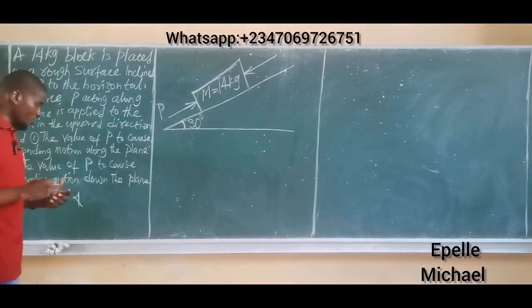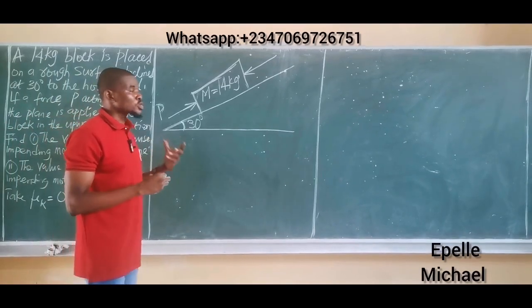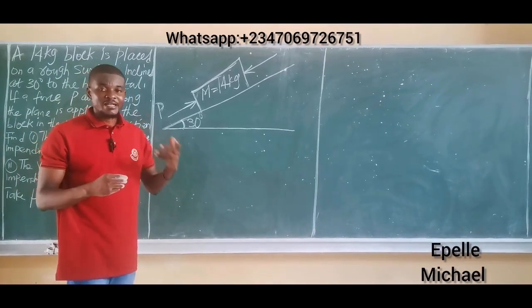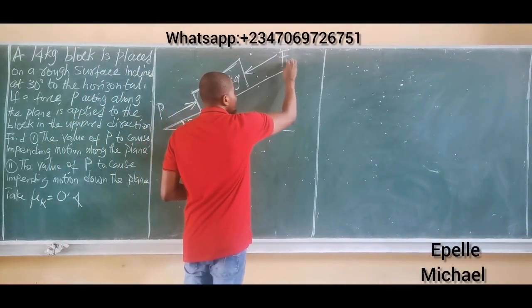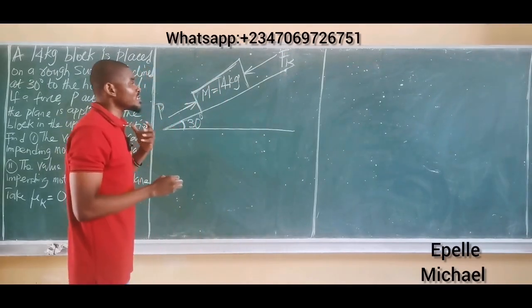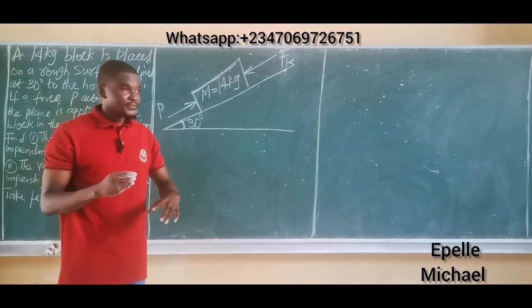And mind you, from the question, we were given the coefficient of kinetic friction to be 0.4, which means since this block is in motion, it exhibits what is called kinetic friction. So the frictional force in this case is simply what? The kinetic friction, which is Fk, the friction applied to an object when the object is in motion.